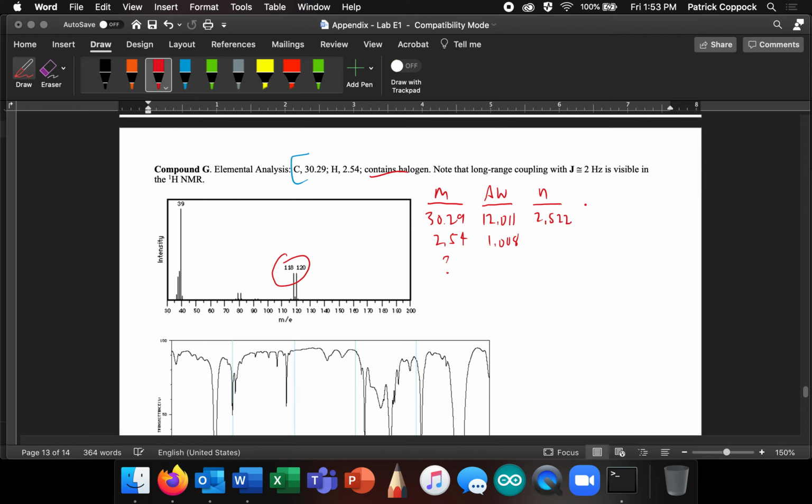2.522. 2.54 divided by 1.008 is 2.520. And we don't know about that. But I can see this is a 1-to-1 ratio, right? So the molar ratio is 1-to-1.